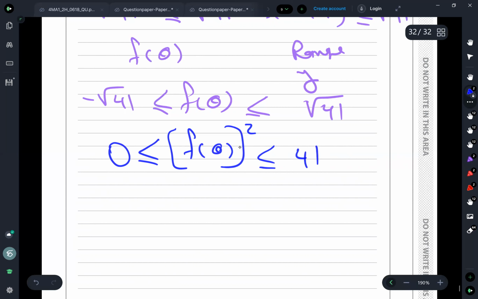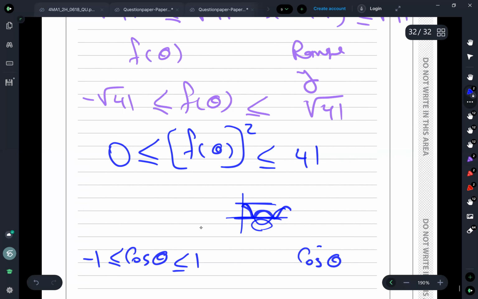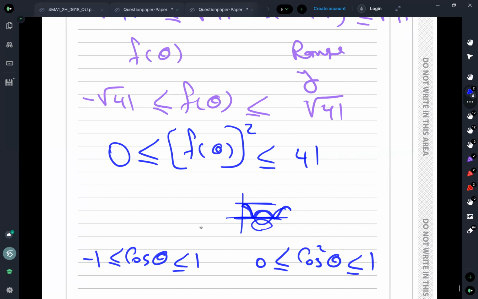How come? If you square a function that is in general between -1 and 1, this part flips up because now all values are positive. So the range is from 0 to 1. This shows the difference between the range of cosine and the range of cosine squared. Cosine theta has a range from -1 to 1, but cosine theta squared is between 0 and 1.